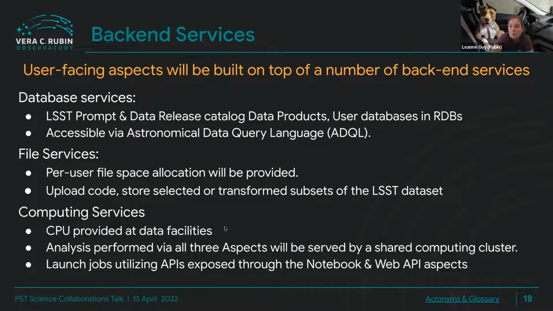There will be CPU provided at data facilities, and any analysis performed via the aspects will be served by a common shared computing cluster. So it's not that the portal has resources and the notebook aspect has resources. There's one common computing cluster sitting behind this. And you can launch jobs through APIs exposed through the notebook and web aspects. I've got some examples of using TAP, asynchronous TAP, to launch jobs to query catalogs, and through the batch services as well. If you use batch for large scale processing, you'll also be able to launch jobs through these APIs.